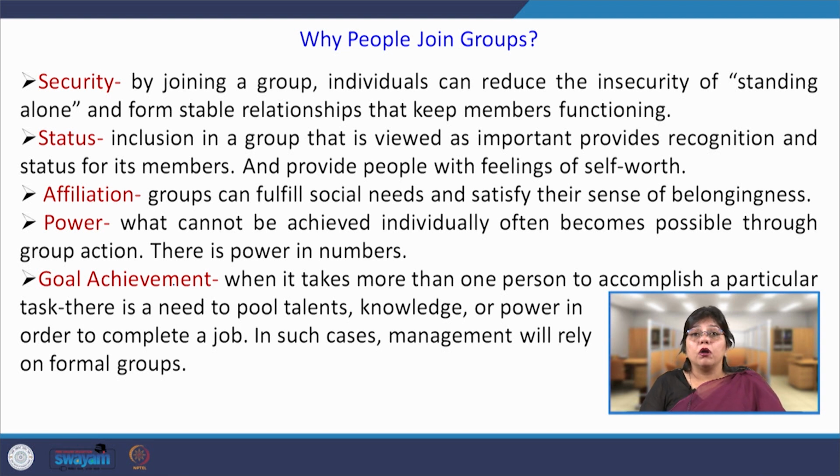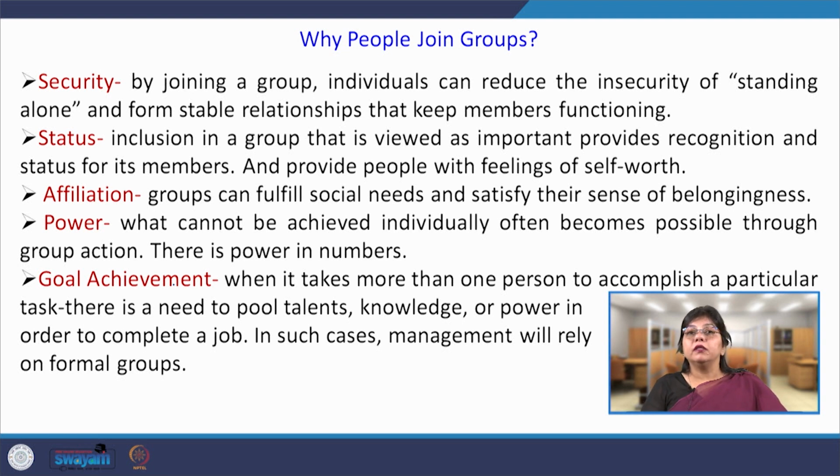Power. What cannot be achieved individually often becomes possible through group action. There is power in numbers. When a person initiates a task which he could perform all alone, but then receives support from the other members of the group, it gives him not only psychological support, but he also garners feedback and resources to achieve that goal, which is only possible when a person tries to affiliate, identify or relate with the other members. And as the support increases, the power also increases, which helps a person achieve the goal. So, this is the reason why a person joins a group.